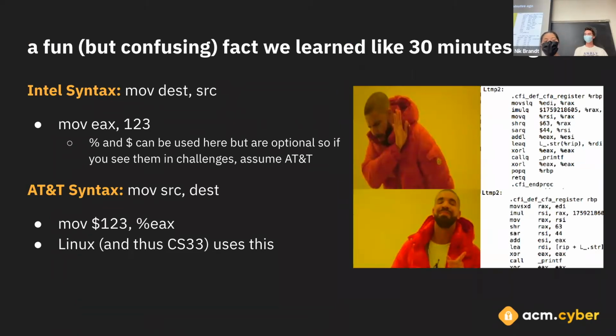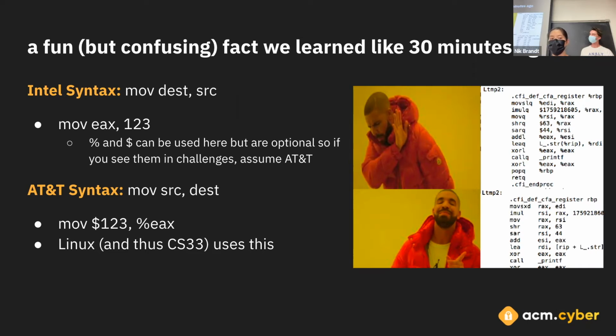Something that we learned 30 minutes ago before this workshop, really fun timing, is that there are 2 different syntaxes: Intel syntax and AT&T syntax. One example of a difference between the 2 is that in Intel syntax, with your move, you put the destination before the source, but for AT&T, you put the source before the destination. This can be really confusing. We have 2 examples of what that might look like below, but in CS33 and Linux in general, we use AT&T syntax. So if you do see some differences, just know that they're saying the same thing, it's just different syntaxes. If you see % signs and $ signs, it's probably an indication of AT&T.